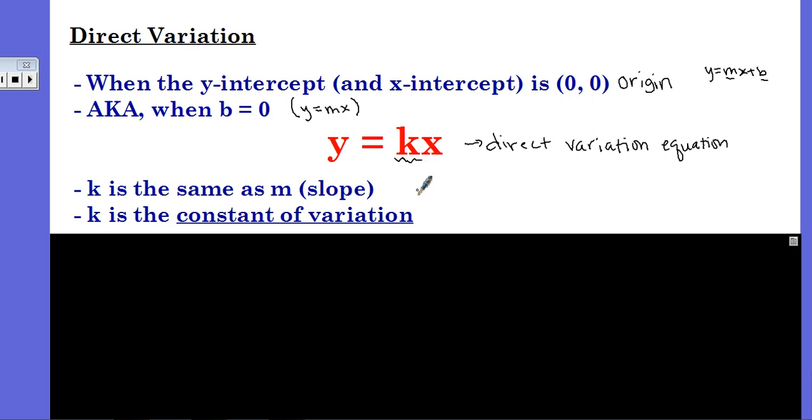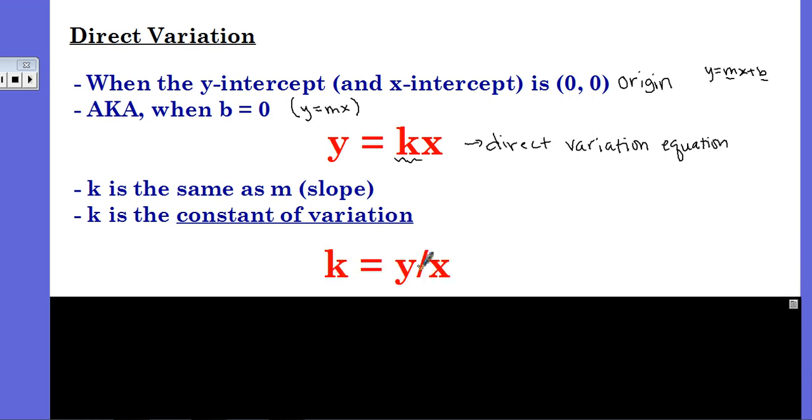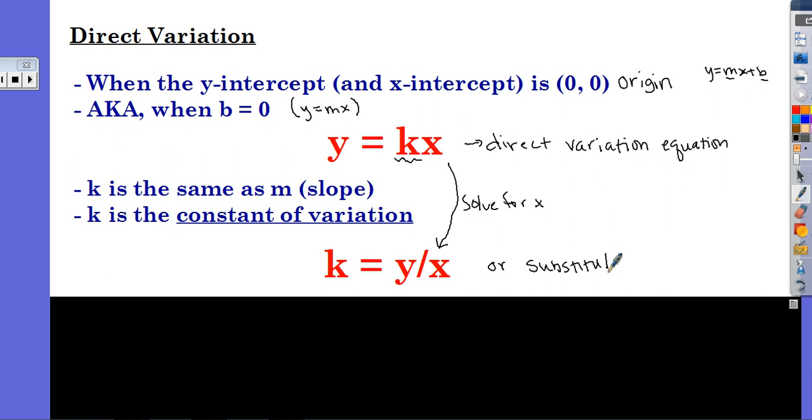So think back to quarter one, literal equations. If we were solving for k, we'd have to get rid of the x, and we'd do that by dividing both sides by x. So k's equation would be k = y/x. So you can either use this equation, and again, we got that by solving for k, or you can just substitute, spell substitute, right? Substitute x and y first, and then solve for k.